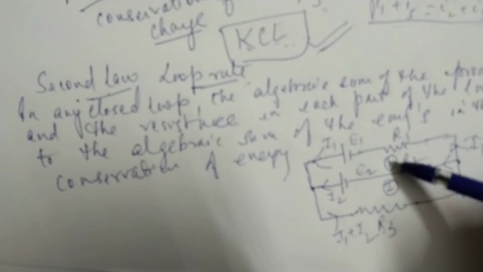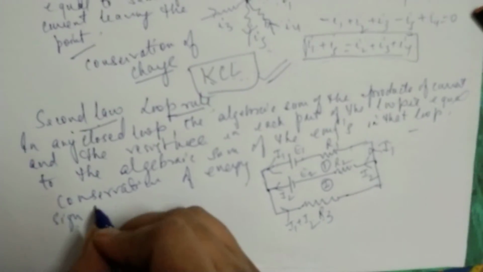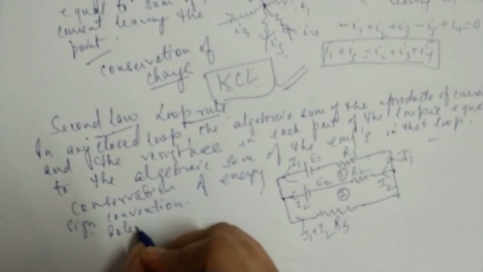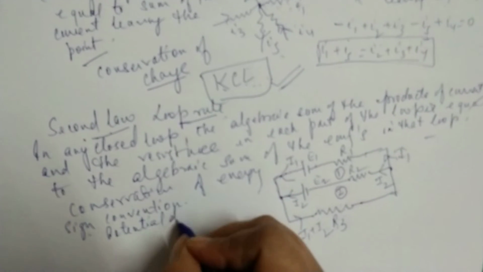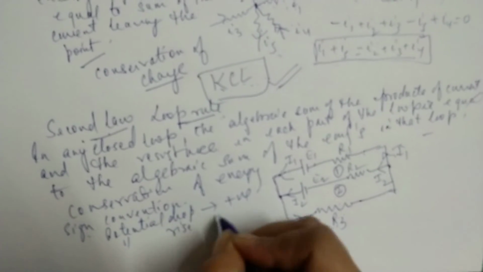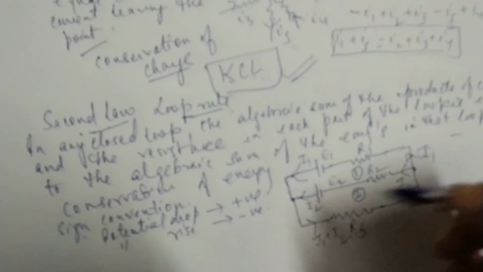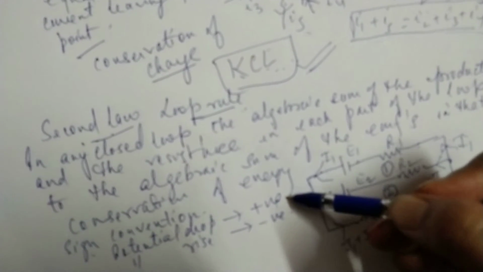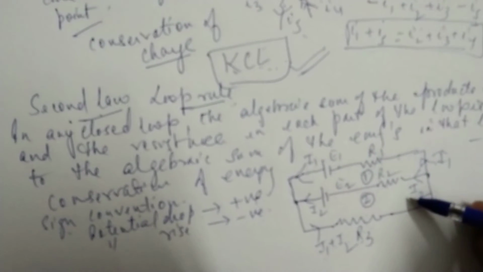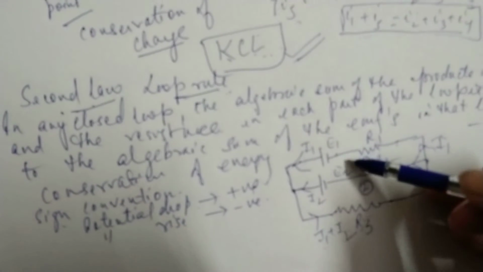Now when we have to frame the equations for the two loops, we have a general sign convention. So let us write the sign convention. We'll take the potential drop as positive and we'll take the potential rise as negative. Now this is the sign convention which we are going to use. We are going to take the drop as positive and the rise as negative. Now let us see the circuit, and based on the circuit we have to write the two equations.